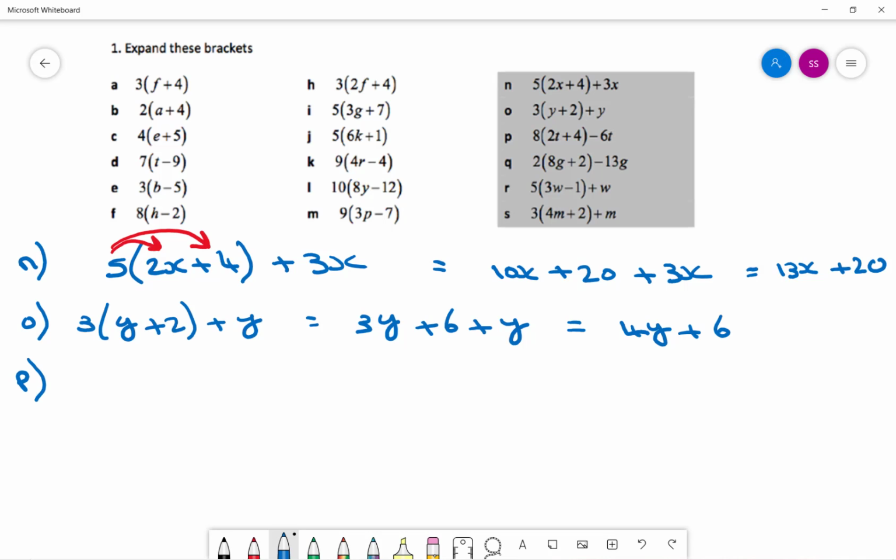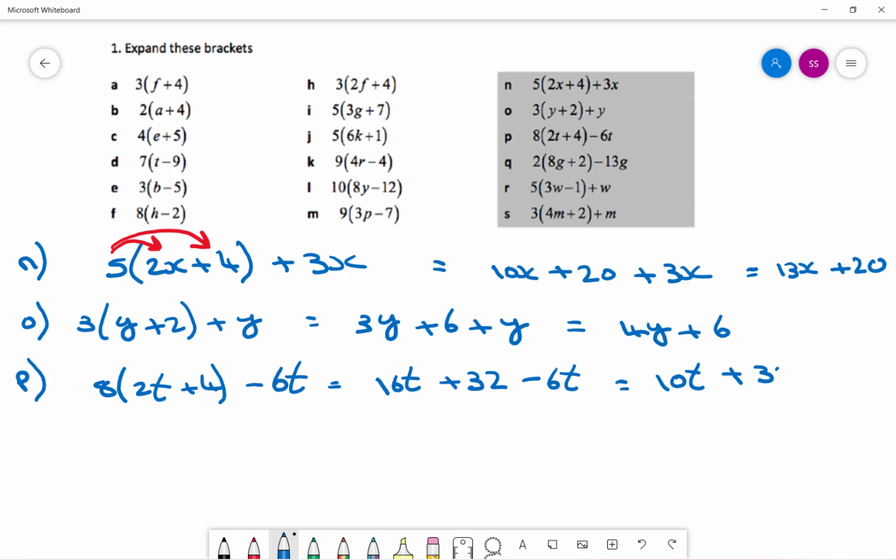Next one here is P. 8, 2t plus 4 minus 6t. So be careful of the negative here. So 2 8s are going to be 16t. 4 times 8 will be plus 32. And then our minus 6t on the end. 16t minus 6t will be 10t plus 32. And there's our answer to P.